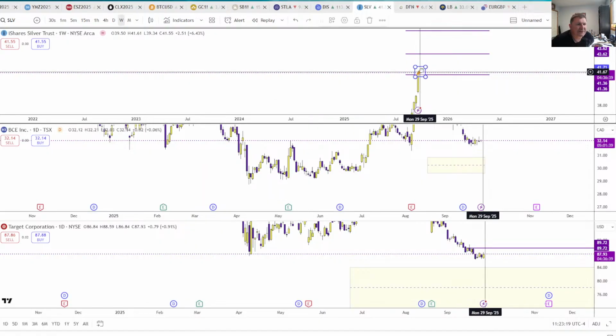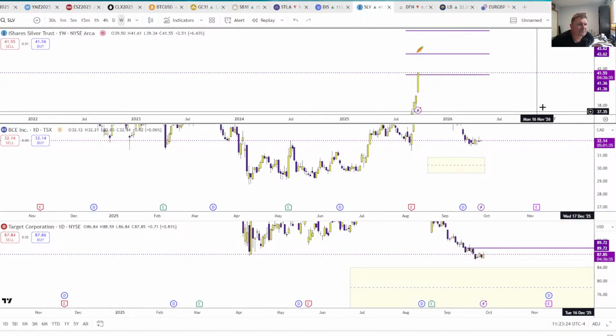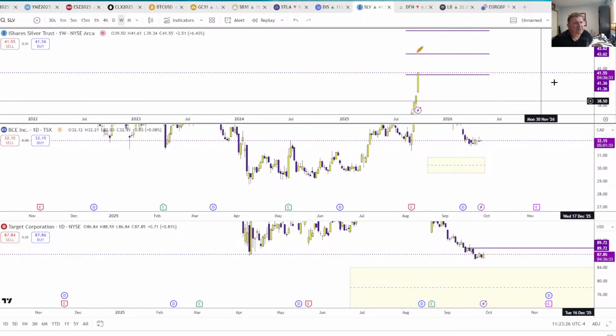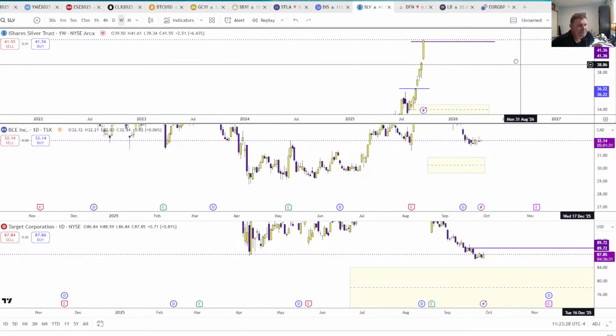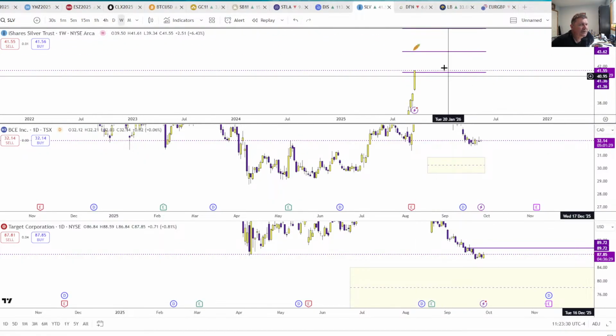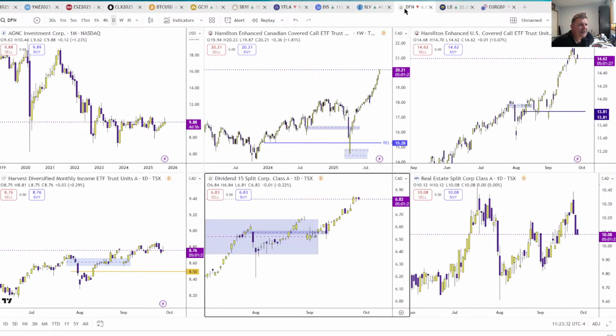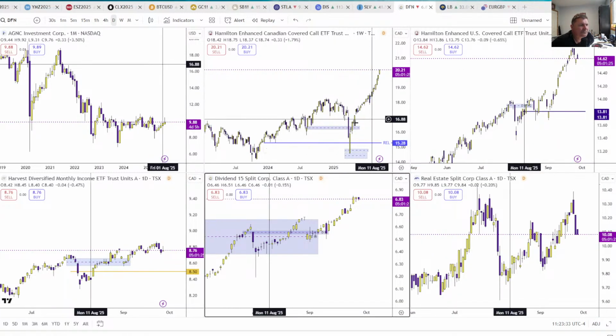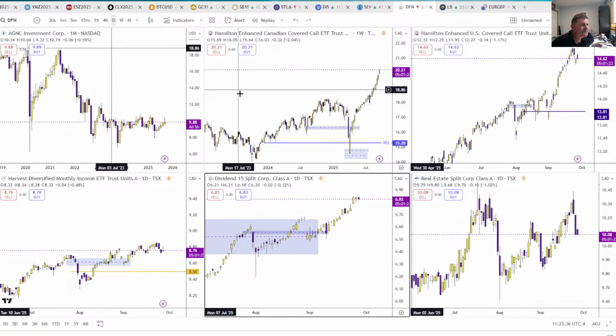Delish. Now the next level I'm looking for is right here. 43.62. Silver. Finally kicking out the way we want it to. Look at these guys.